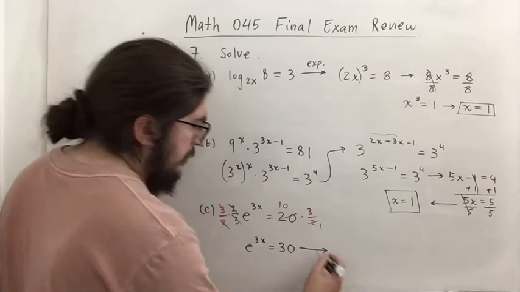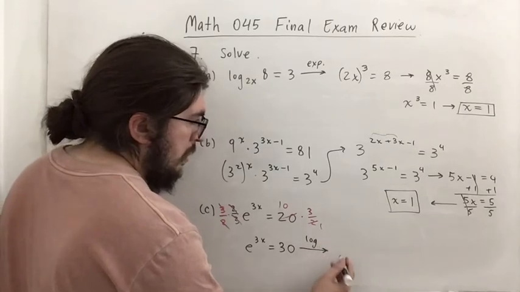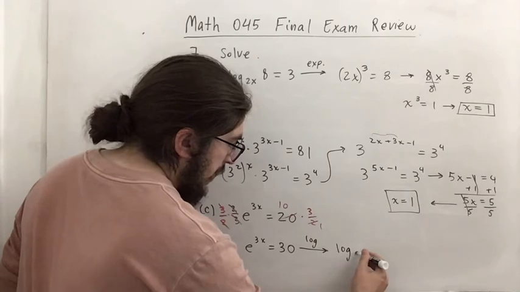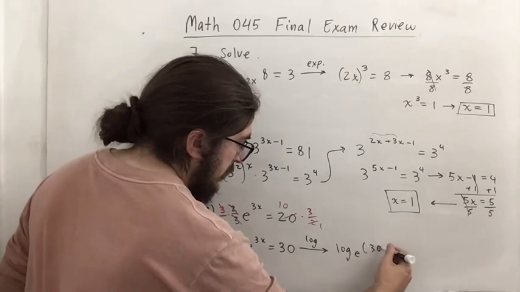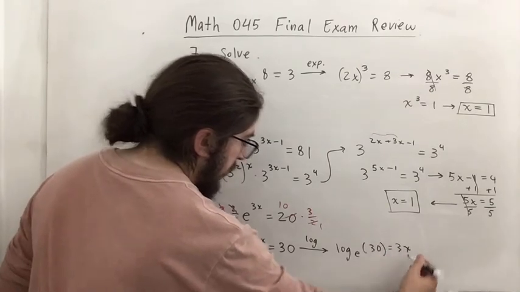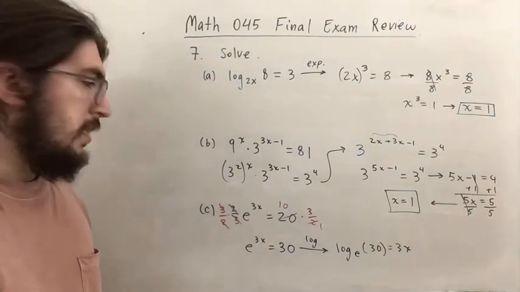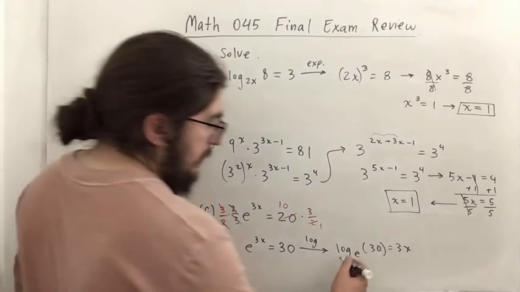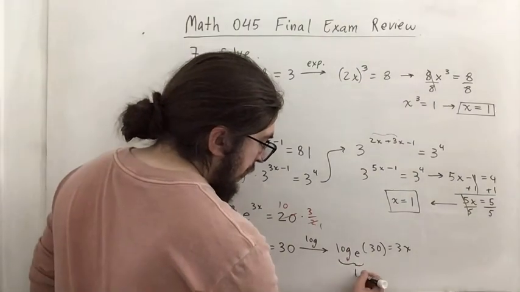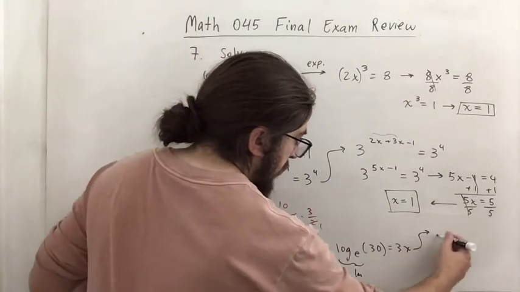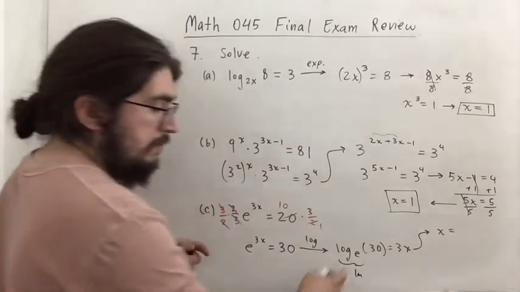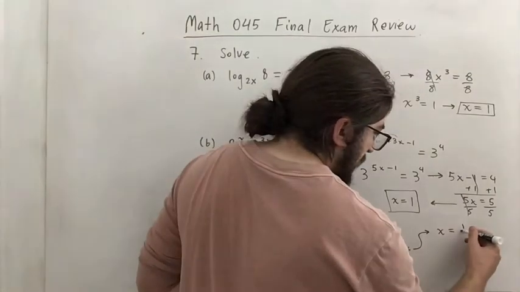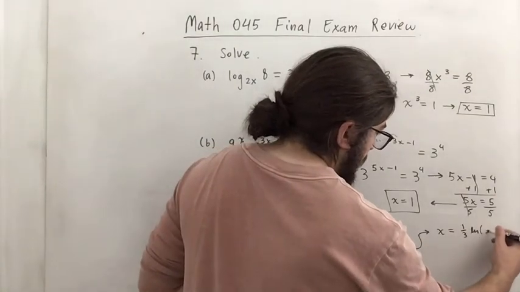Okay, pretty simple from here. Converting this to logarithmic form says that log base e of 30 is equal to the power of that exponential, which is 3x. So then dividing by 3, we get our answer. Now, obviously, log base e has a different name. It's ln. So dividing by 3, we get x is equal to ln of 30 divided by 3. But I'm going to write that as 1/3 ln of 30.